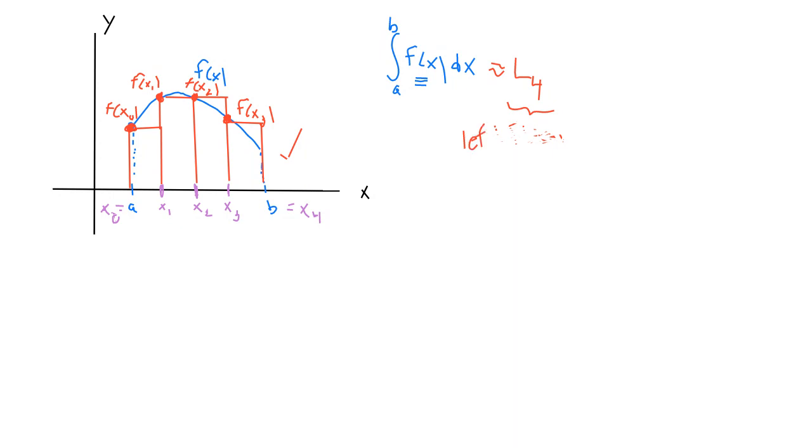So this is called a left endpoint approximation. And it's a Riemann sum, right? It's a Riemann sum with four rectangles. We're just picking the heights of the rectangles to be defined by the function values at the left endpoints of each subinterval.